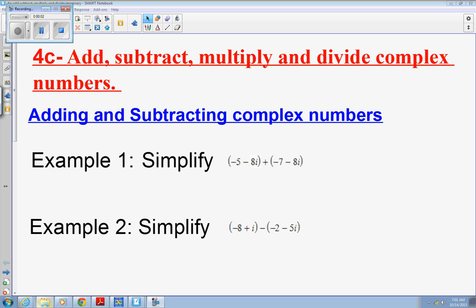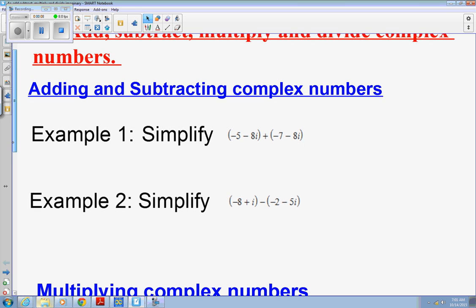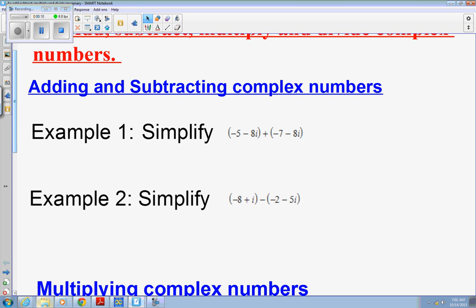Today we're going to be talking about adding, subtracting, multiplying, and dividing complex numbers. So we're going to start with adding and subtracting. Adding and subtracting, we're going to treat these complex numbers, imaginary numbers, like i is just a variable. So just treat it just like a variable. With addition, you're just adding like terms.